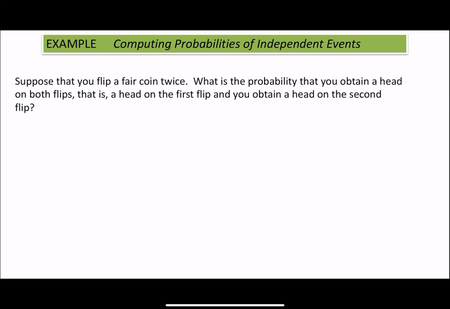So I would like you to try this one on your own. Suppose you flip a fair coin twice. What is the probability you obtain a head on both flips? That is a head on the first flip and a head on the second flip. So probability H and H. Go ahead and pause this, give this one a shot, come back and we'll do it together.